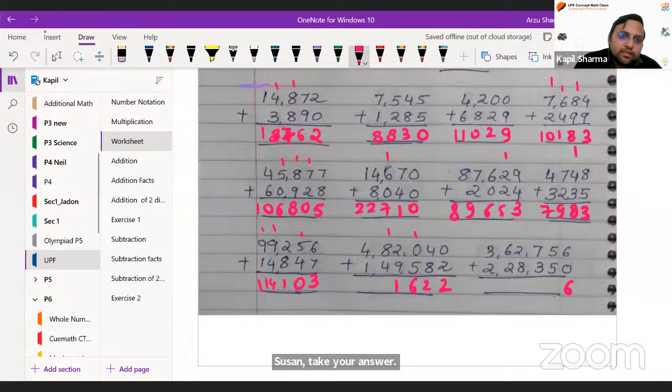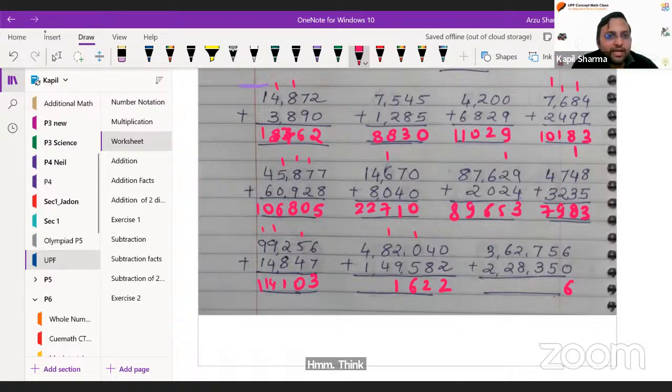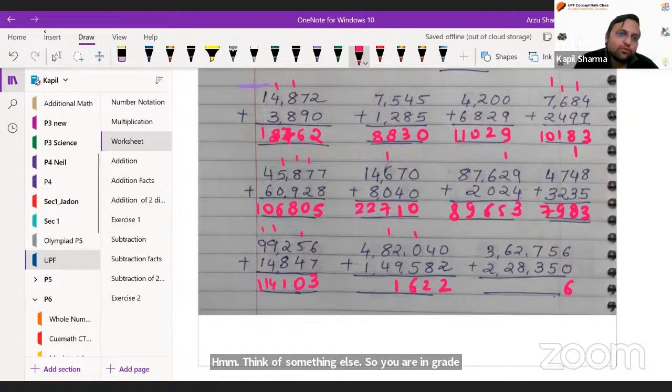Neetu, for senior sections, we may have to think of something else. So you are in grade 9, right? We'll let you know, Neetu. Okay. We'll get back to you.